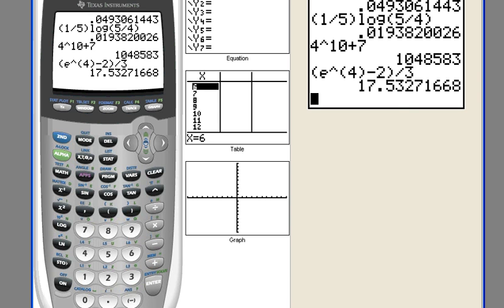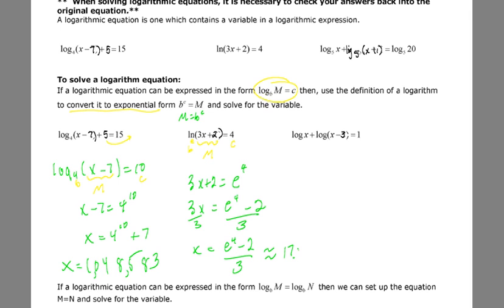17.533. So this is an answer using the natural exponential. This is an answer as a decimal approximation.